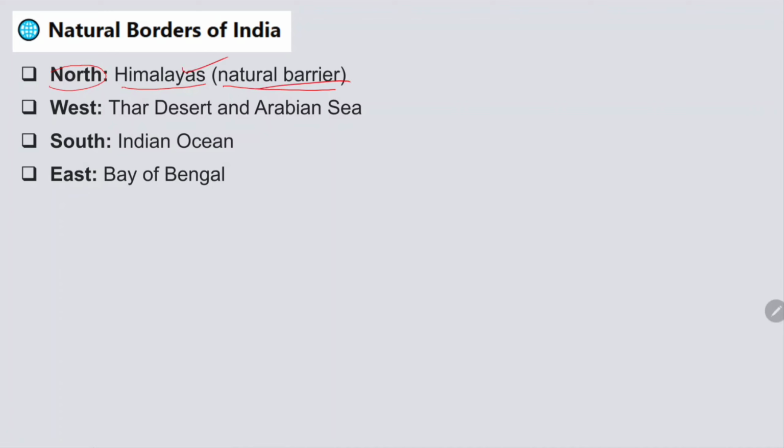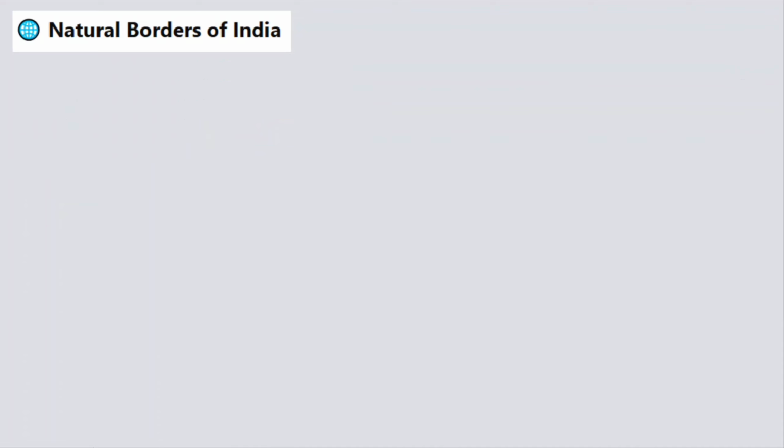So this is the natural barrier, and in the west we have the desert, that is the Thar Desert, and the Arabian Sea. In the south we have the Indian Ocean, and in the east we have the Bay of Bengal. And yes, please study the map very carefully, the physical map as well as the political map given at the end of your book. Until and unless you understand the map, you will not understand whatever we are doing here. If you can imagine where the Himalayas are, then only will you be able to understand. And it will be interesting as well.